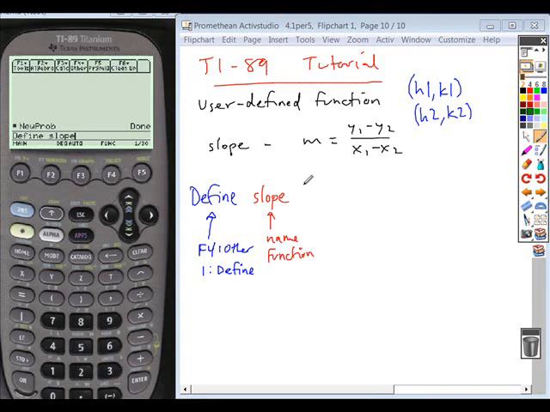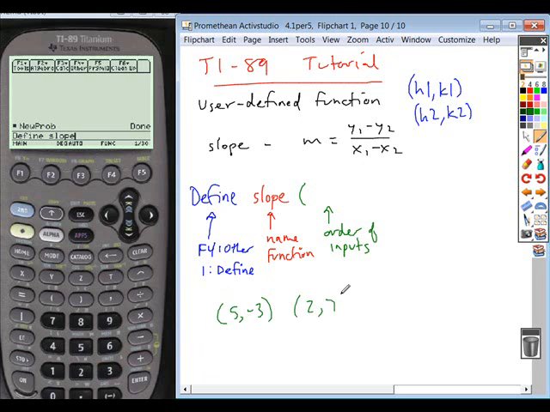After you name your function, you're going to identify the order of inputs. You need to tell the calculator how you are going to enter the data that it's going to manipulate in the equation. Let's say we'll test all of this with the following points: 5, -3, and 2, 7.